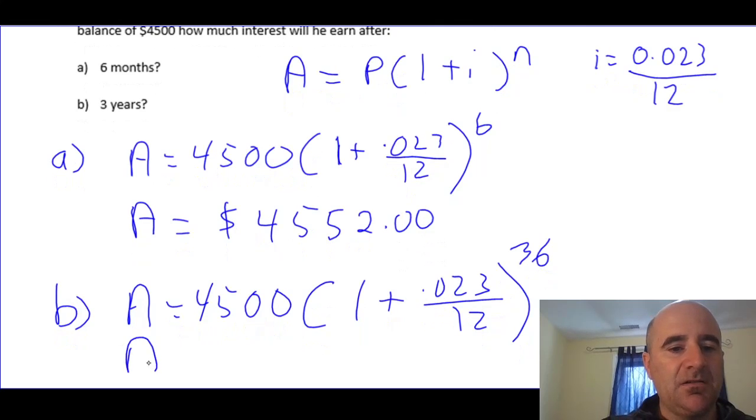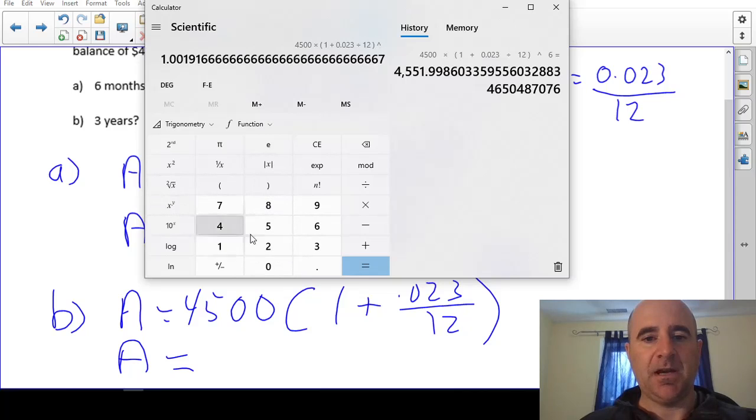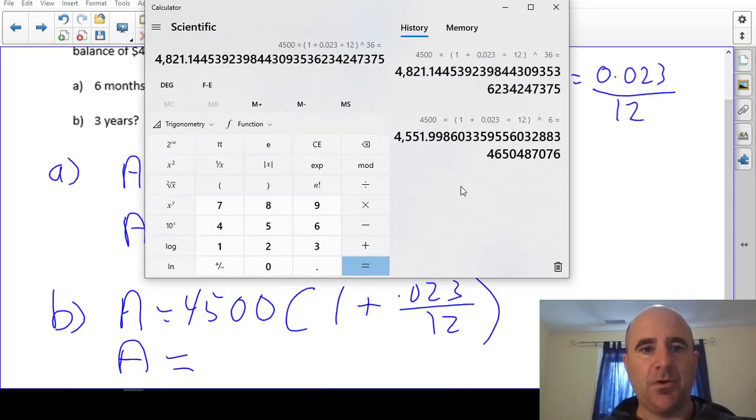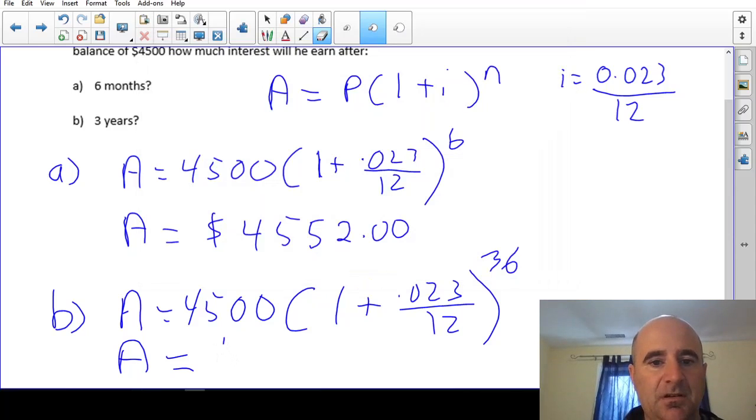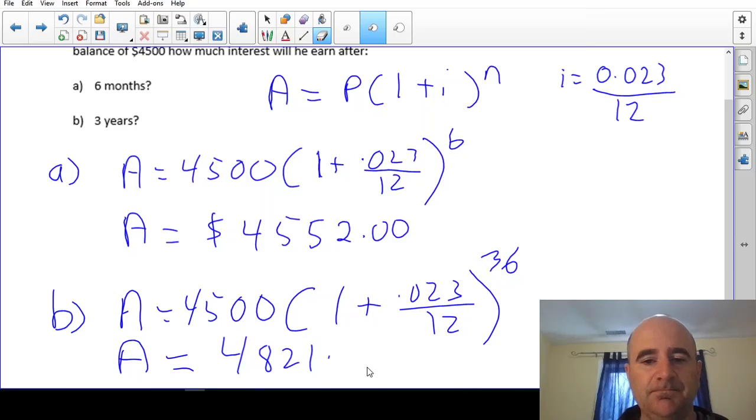And then again, we can pull up our calculator to get a final answer. 4,500 times bracket 1 plus 0.023 divided by 12, close the bracket, to the power of 36 gives me $4,821, and to the nearest cent, 14 cents.